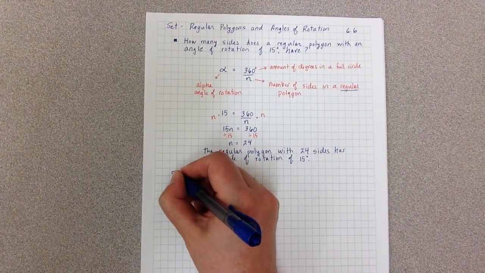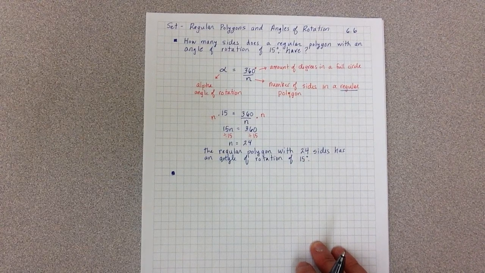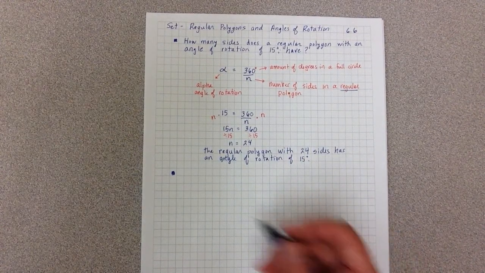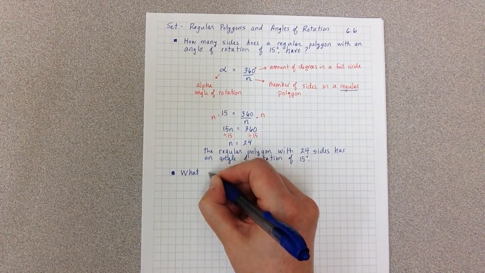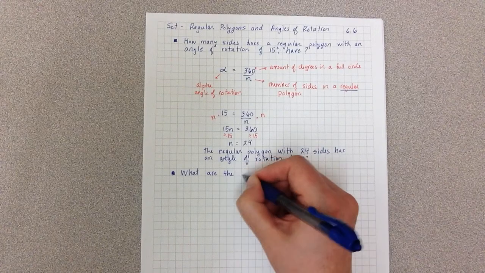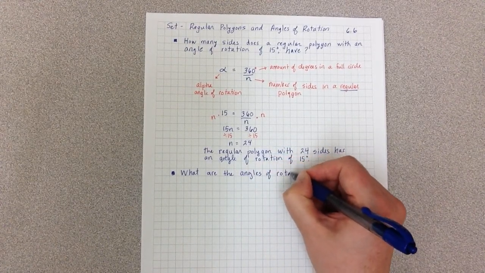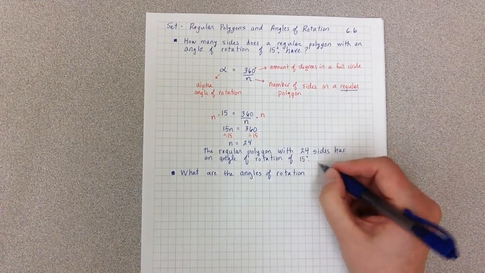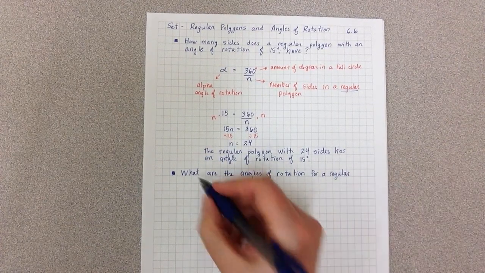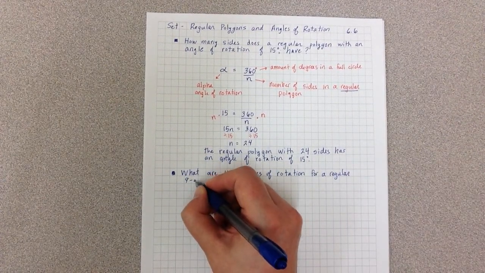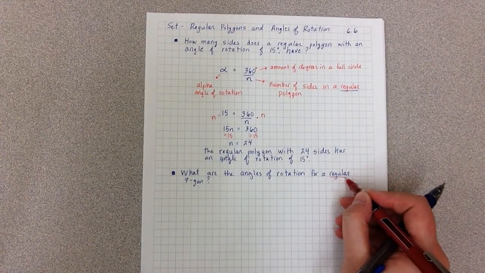Our second example goes the other way. In this example, we are given the number of sides, but we want to know the angles of rotation. So the question would be, what are the angles of rotation for a regular 9-gon, meaning 9 sides. Again, this word regular is really important.